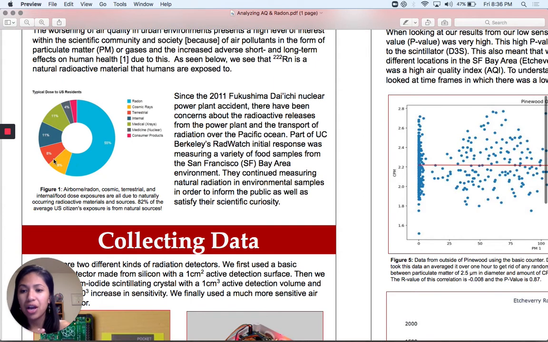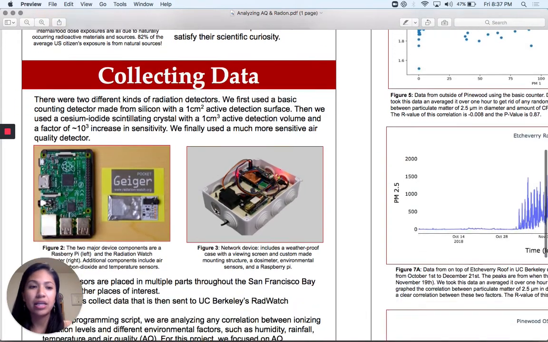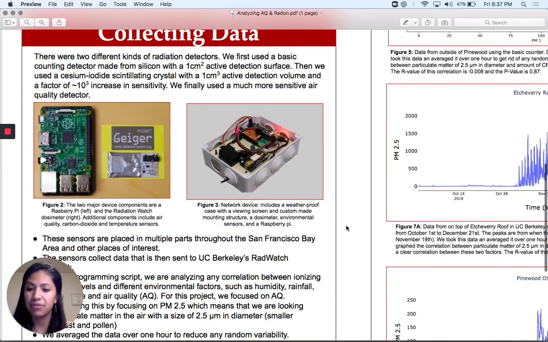And there are other percentages that just come from natural sources. So 82% of the average U.S. citizen's exposure to radiation does come from natural sources. So we wanted to collect data to see how this affects different things.